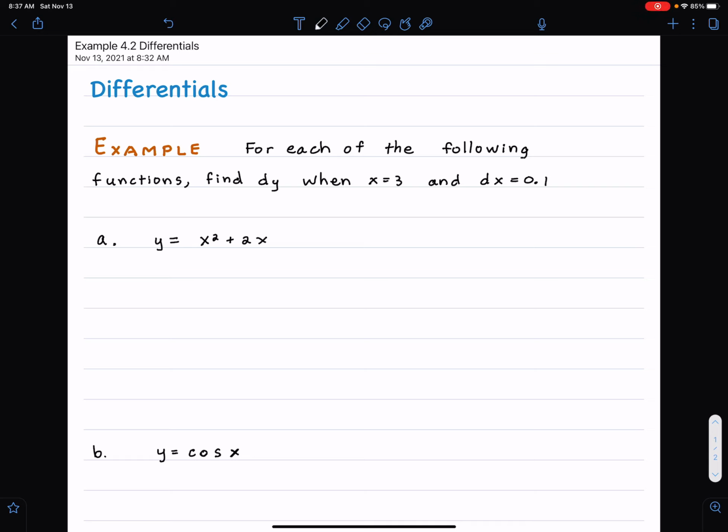Hello, in this video we find the differential of a function f of x. So here we go. I have two different functions here. They're written as y equals a function of x. So I'm going to do these examples and I'll try to explain a little bit what's going on.